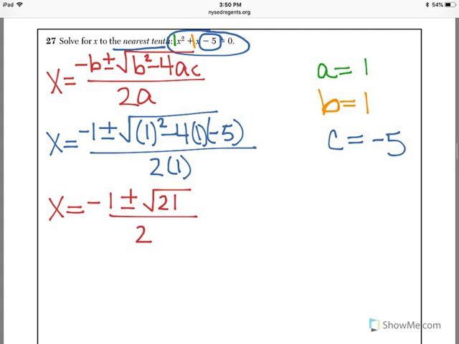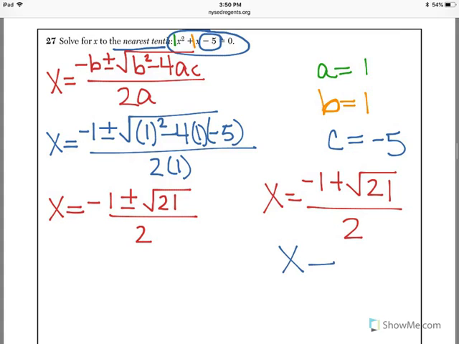When you start plugging into the formula and you get down to the step where you have -1 plus or minus the square root of 21 all over 2, this is where you can type this into the calculator. What you're going to want to type in is -1 plus the square root of 21 divided by 2. You want to use the big fraction and type that all in at once. When you do that, you round to the nearest 10th, and you will get x equals 1.8. So that is one of your roots.